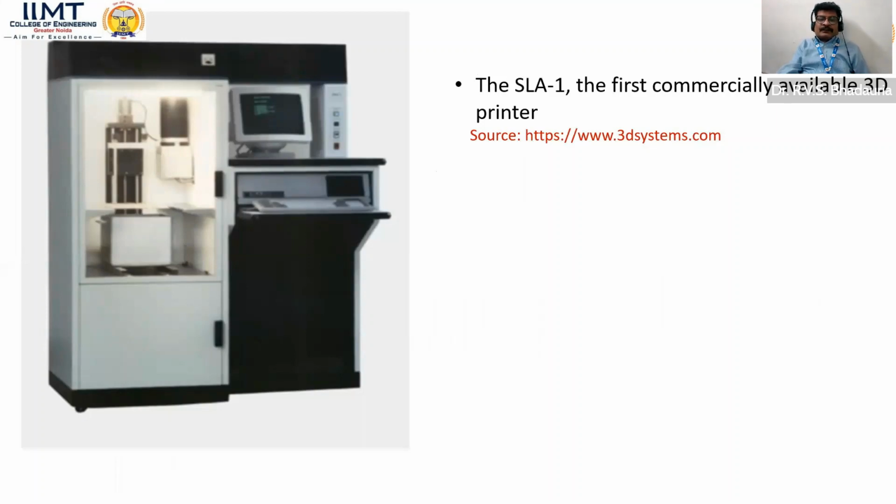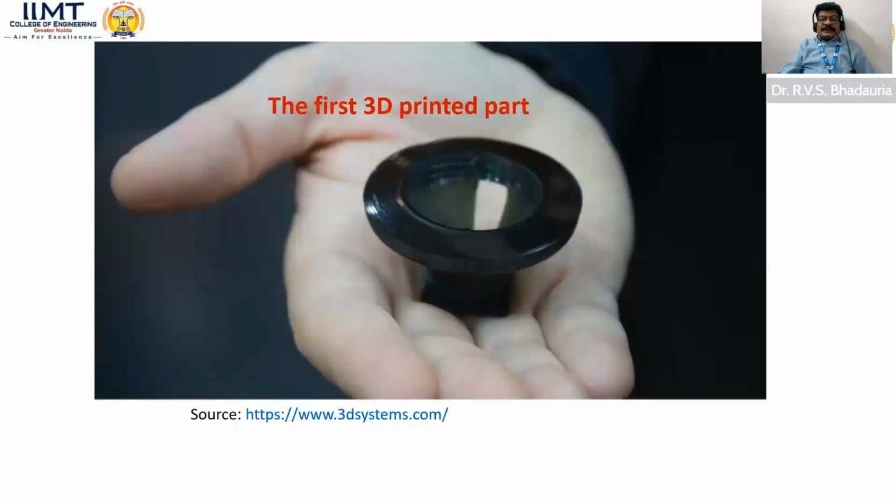This was the first commercially available SLA-1 printer. You can download the source also. If you want the video of this printer, this is the site name, www.3dsystems.com. And this is the first prototype, the first part printed by 3D printing technology. The source is again the same. If you want, you can see this YouTube video. The address is given below.